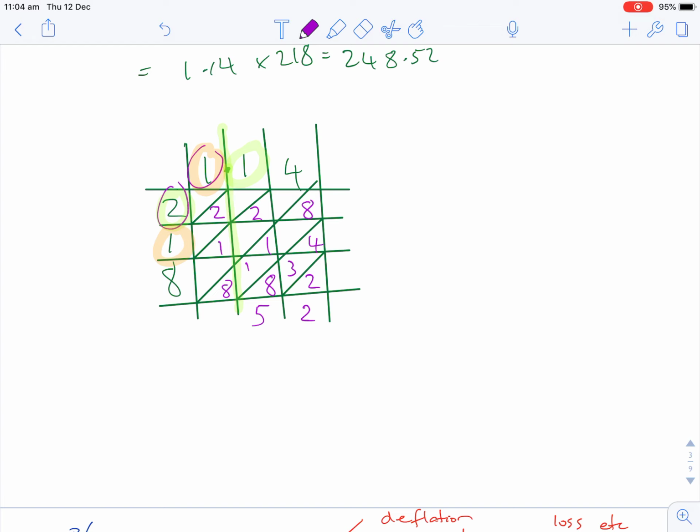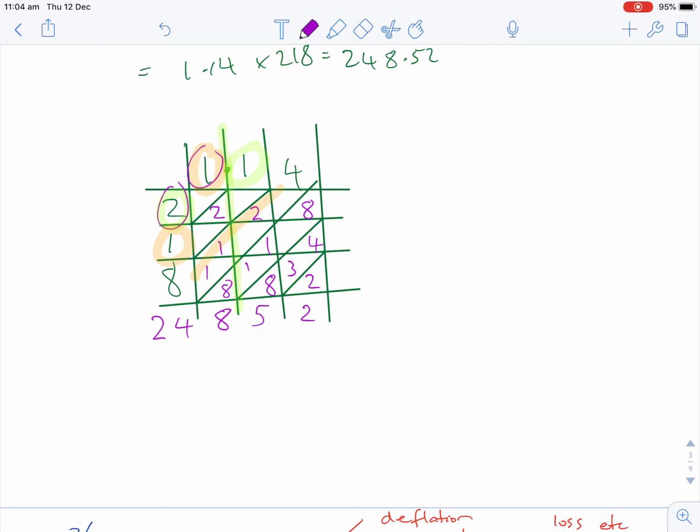So here I've got 8 plus 1 is 9, plus another 1 is 10, plus 8 is 18. So I'd write my 8 down, carry my 1 over. That gives me, in this next column, I'm adding up 1 plus 1 is 2, plus another 2 is 4. And then in my final column, I've got nothing to add, it's just the 2, so I put my 2.